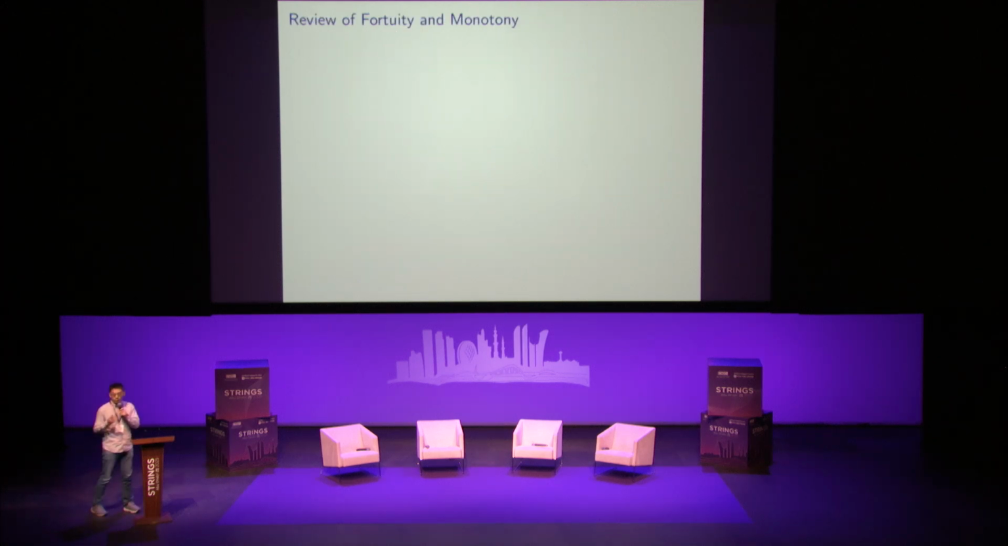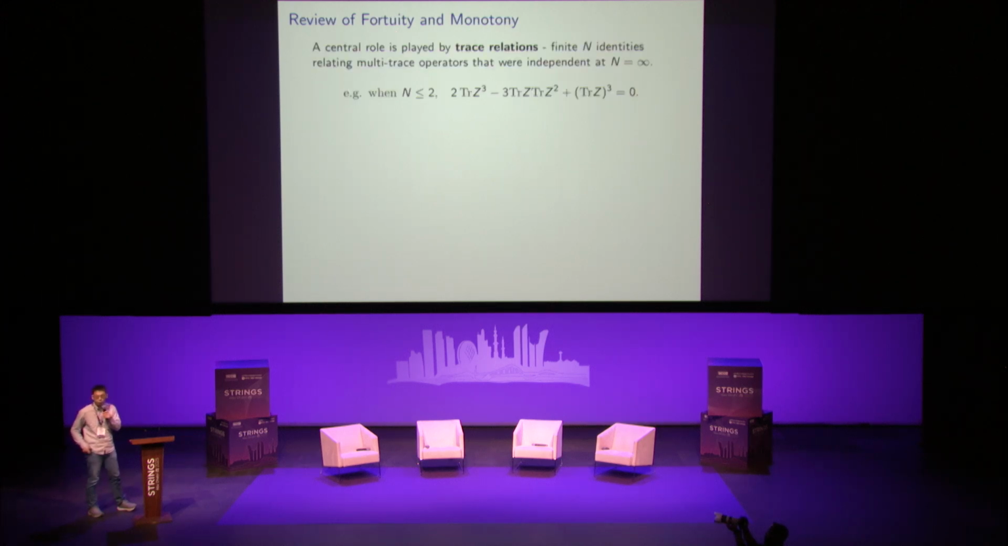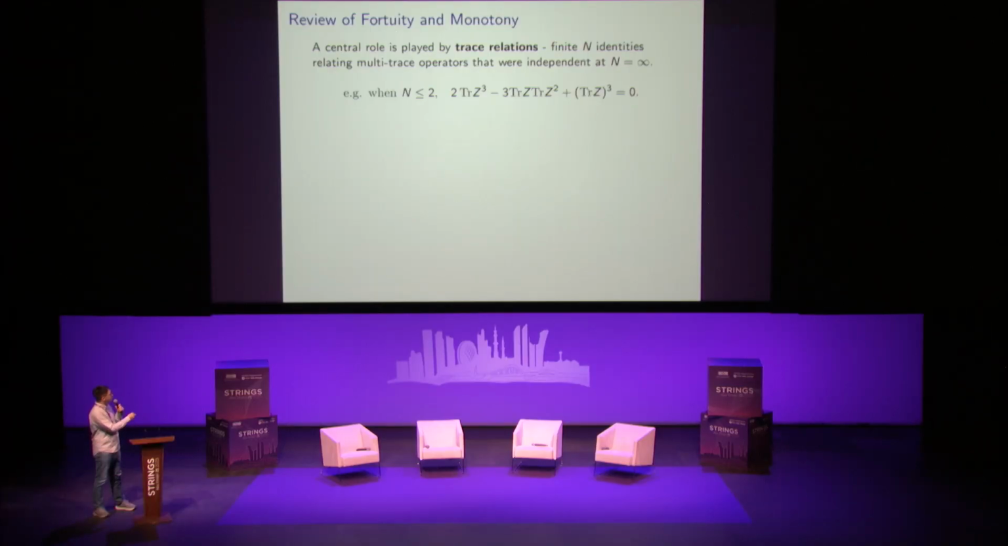Now, we've already heard about this notion of fortuity and its opposite, monotony, from Yiming during last streams, but let me begin with a short review. I will focus on the case of N equals 4 super-Yang-Mills theory for concreteness. Here, an important role is played by these so-called trace relations. These are finite N identities which relate multi-trace operators in the theory which were independent in the N equals infinity limit.